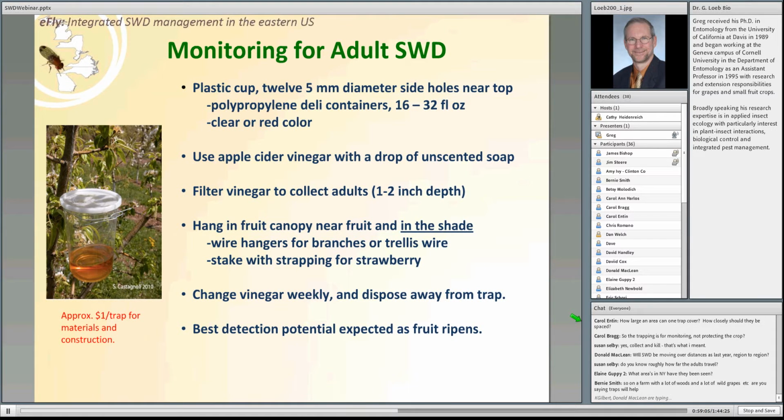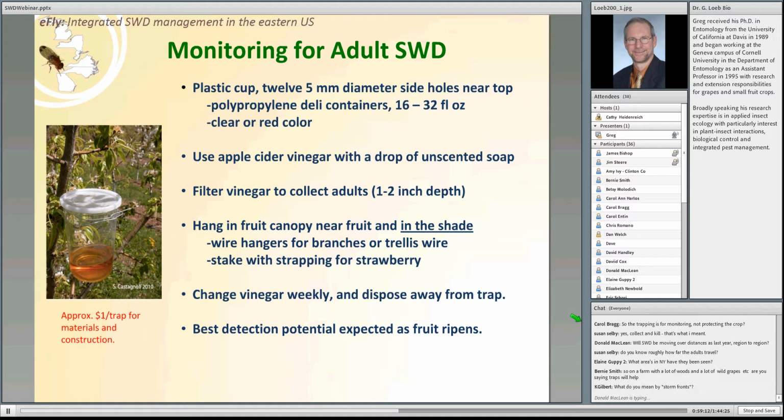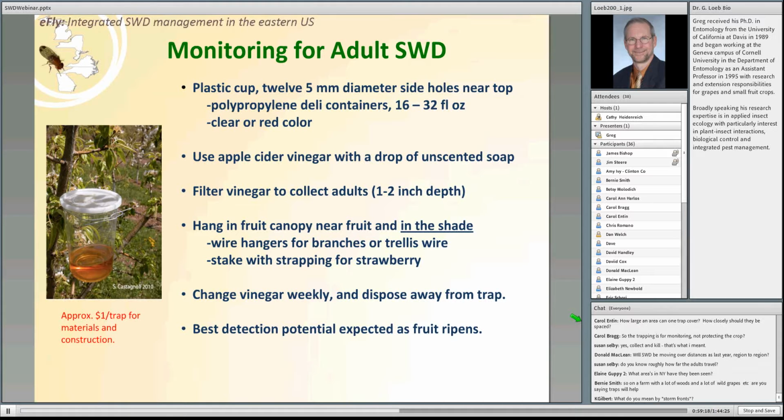I get a question here. What areas of New York have they been seen in? From Elaine, and I'll come to that in a second. But in eastern parts of New York and in central New York is where we've seen the most of it, and I'll show you some data on that in a little bit.